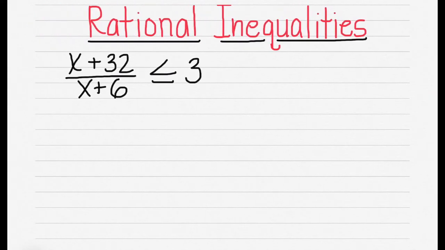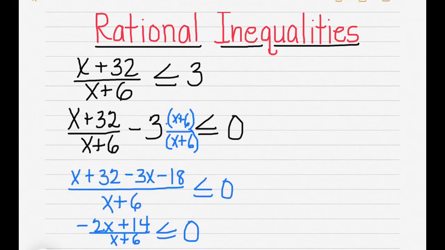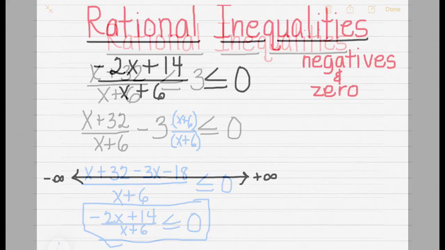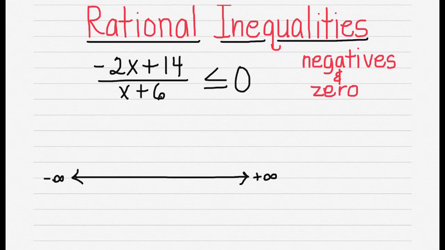So here we have another rational inequality. This time it's not set to 0. This slide shows you the basic algebra to get the equation equivalent to 0. So this is the problem that we are going to begin with. Our inequality is negative 2x plus 14 over x plus 6 is less than or equal to 0. So again, we're looking for negatives and 0.